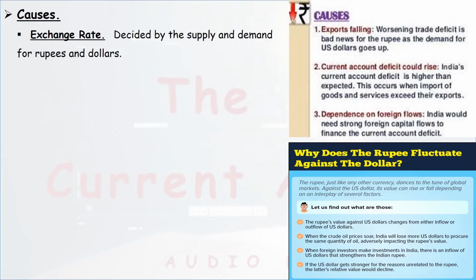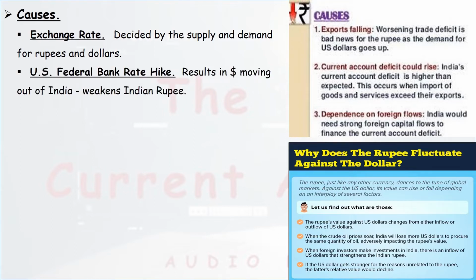In a free market economy, the exchange rate is decided by the supply and demand for rupees and dollars. In case Indians demand more dollars in comparison to Americans demanding the rupee, the exchange rate will fall or weaken for the rupee and rise or strengthen for the dollar. The US Federal Bank rate hike leads to dollars moving out of India.